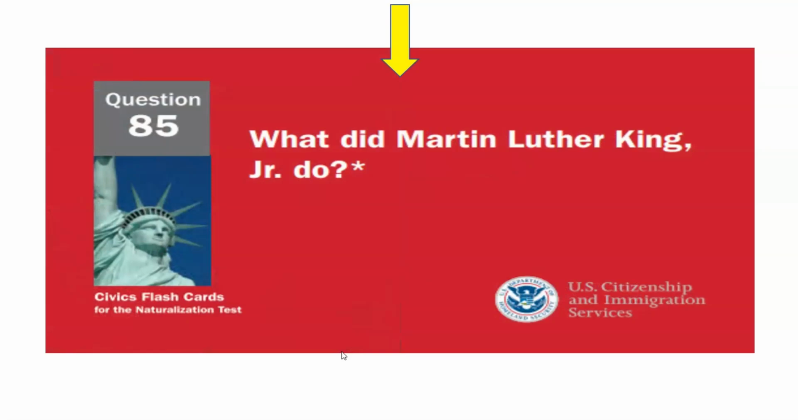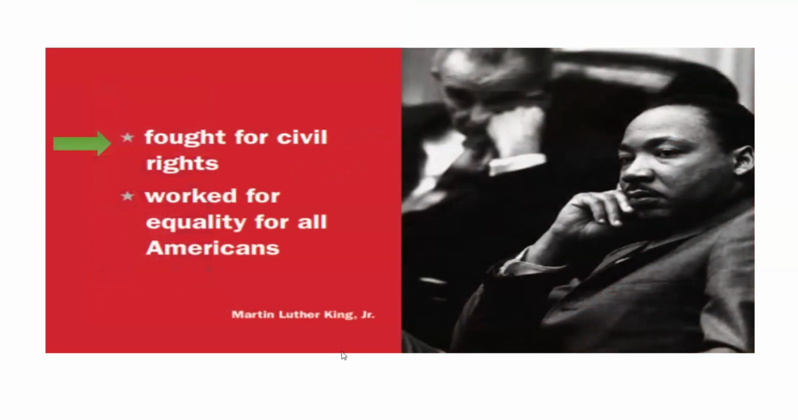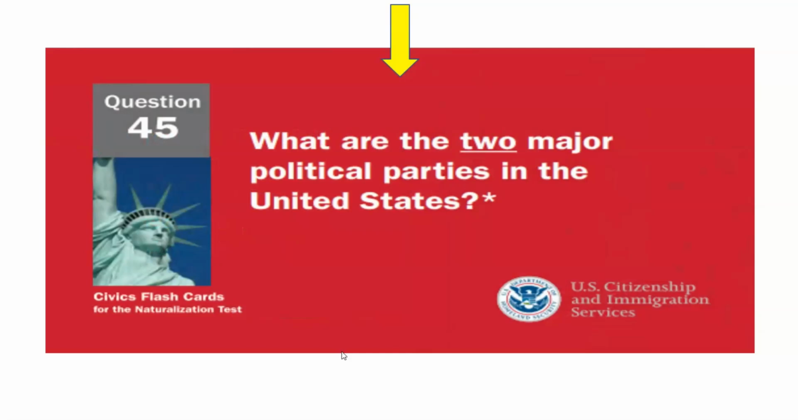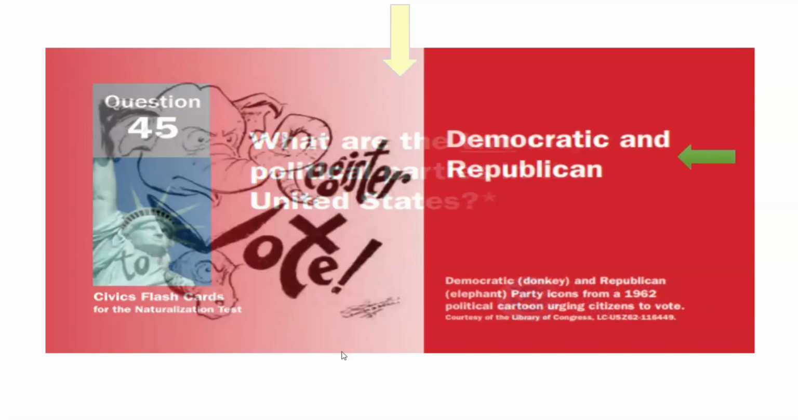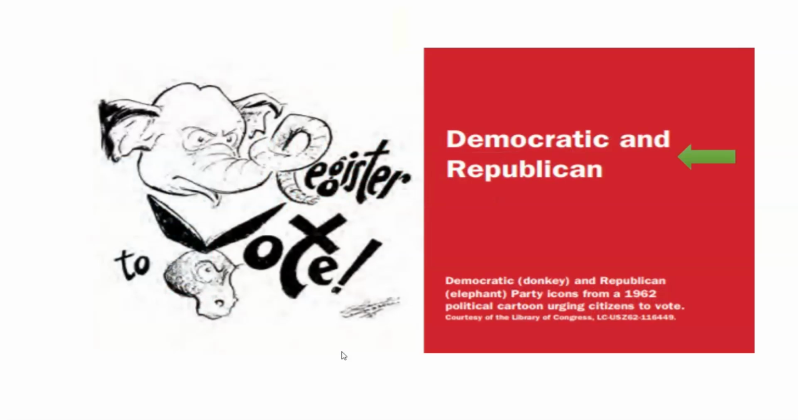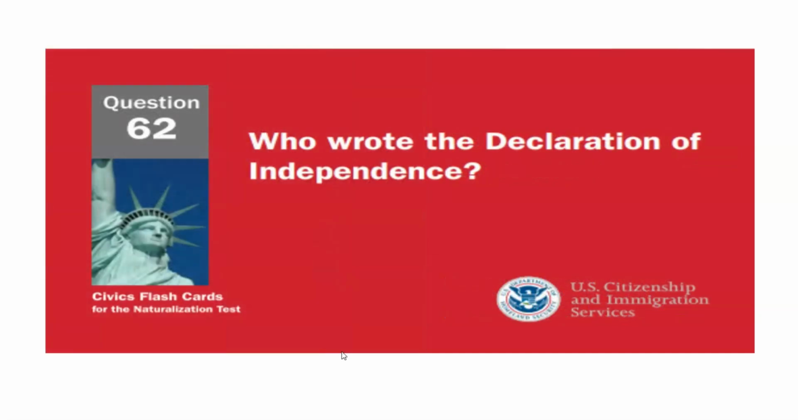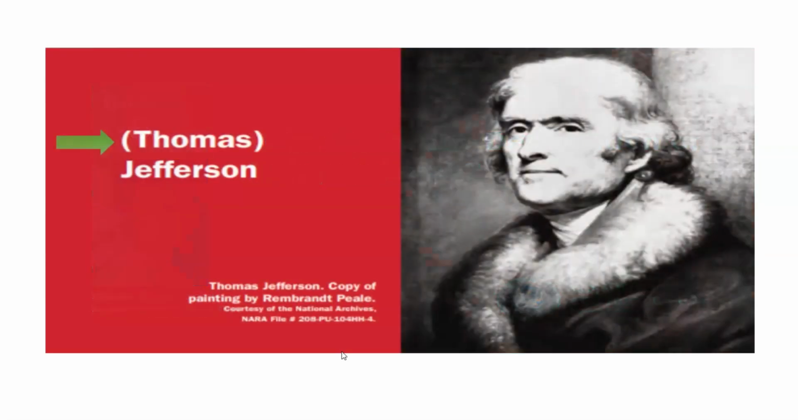What did Martin Luther King Jr. do? Fought for civil rights. What are the two major political parties in the United States? Democratic and Republican. Who wrote the Declaration of Independence? Thomas Jefferson.